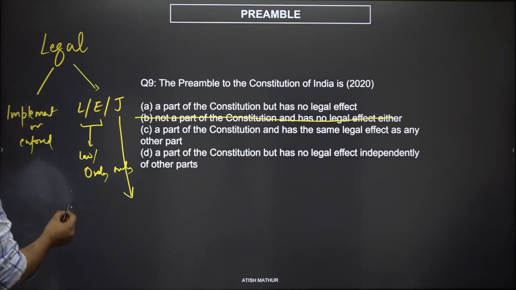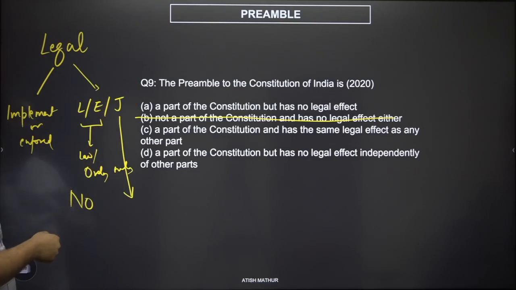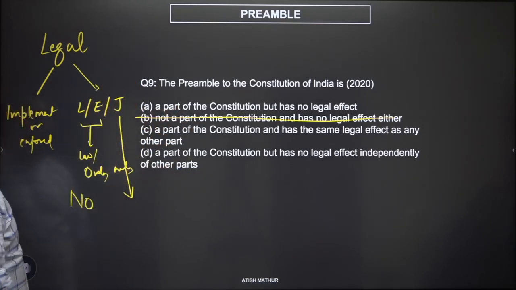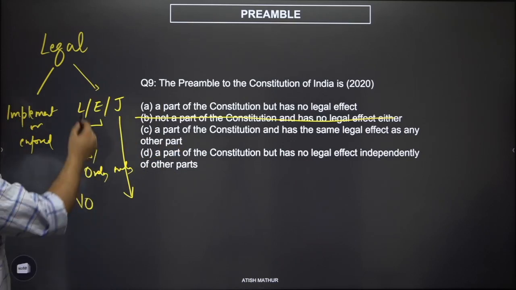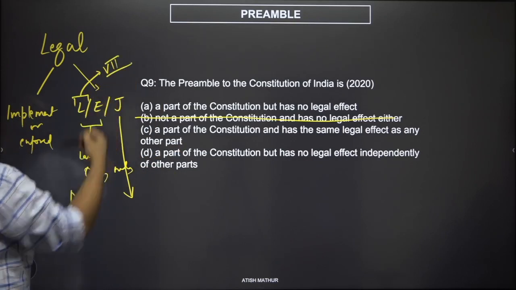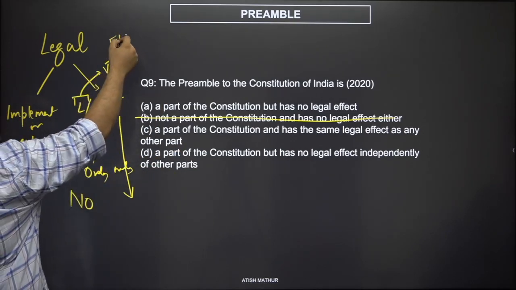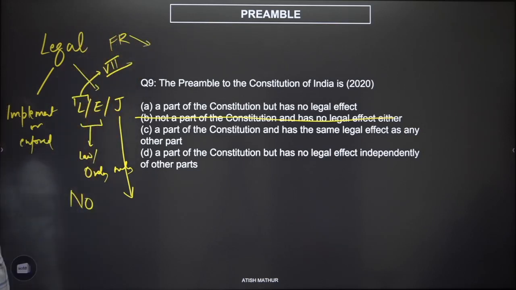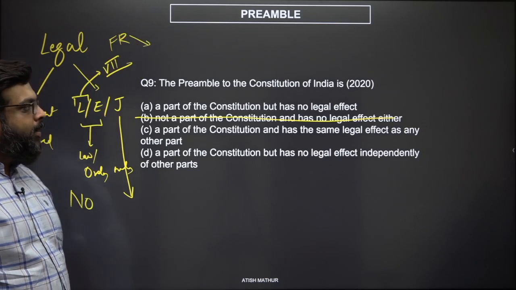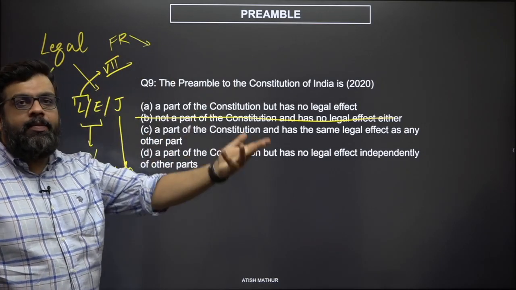The answer is no. But can the legislature make a law basis the preamble and something else which they have to implement? Yes, because the legislature can only make laws on something which is in the 7th schedule, right? Or which is in fundamental rights, specifically directing the parliament to do so. There is no other legislative power in the Constitution. So the preamble is not giving legislative power anyway.